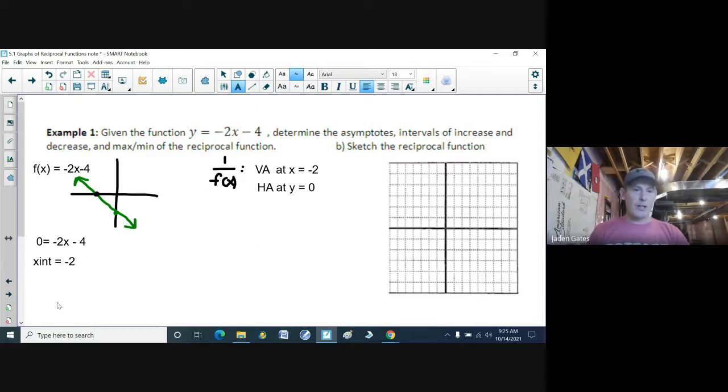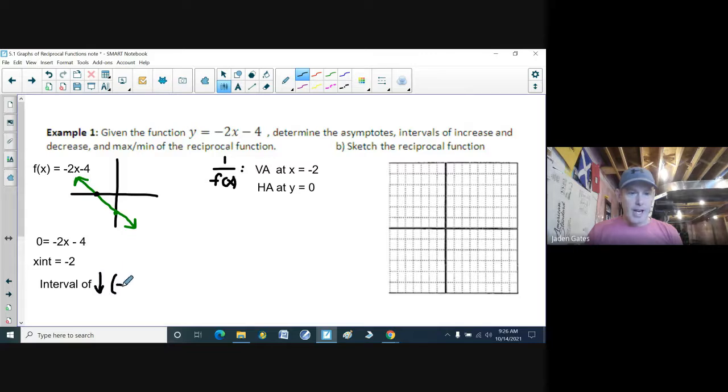Intervals of increase. Okay, so intervals of increase of the original function are intervals of decrease on the reciprocal and vice versa. Well, in this particular function, when you're looking for intervals of increase and decrease, you're reading the graph left to right, and this graph does nothing but go down. So, do I have an arrow? No, I don't. All right. Interval of decrease is negative infinity to infinity.